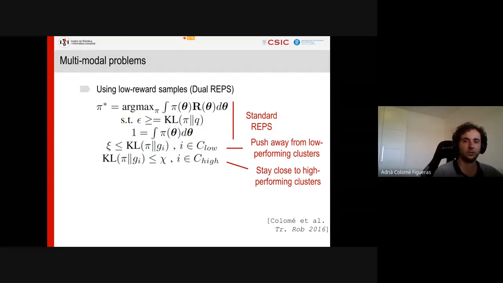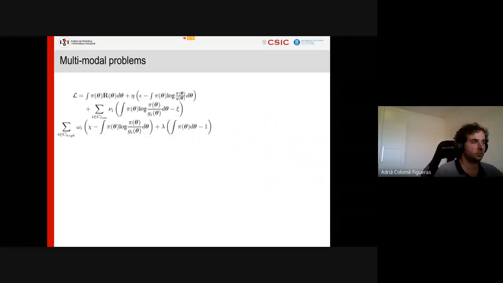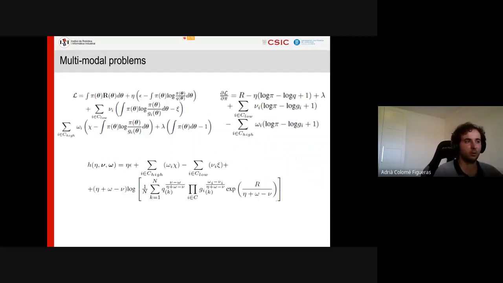What this does is that we are actually using low performance samples, because it is very common in these data reweighting methods that when you have a sample that has very low reward, it is just ignored. So you don't use that information because it's bad. It has a very low weight, so basically zero weight. Here, if we have a bad sample, we push away from it, so at least you use it somehow. The equations here become even more horrible, but I would just not talk about it.